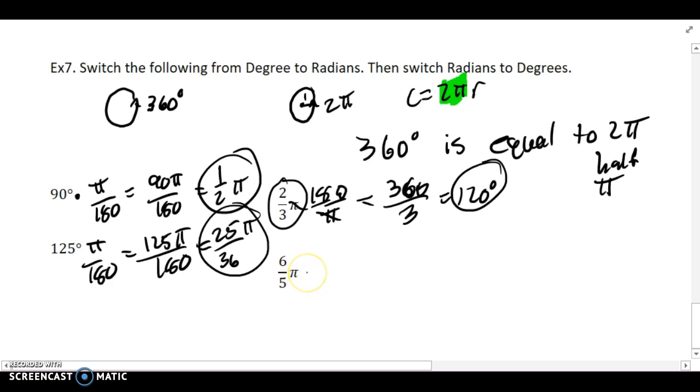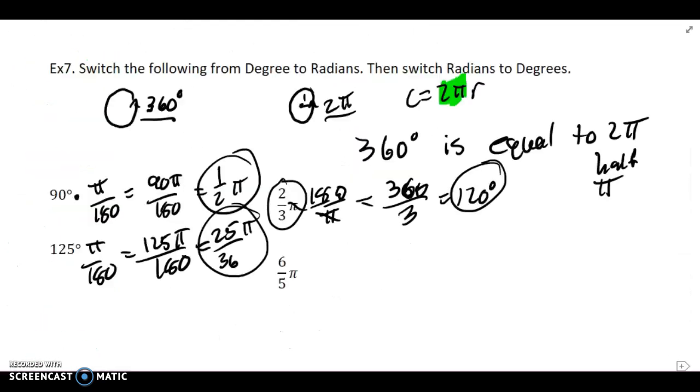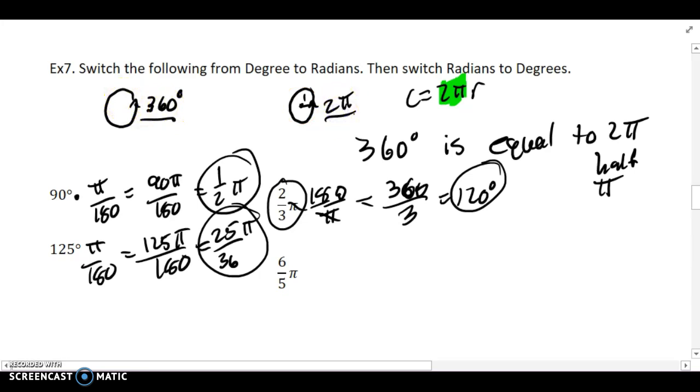And we can do the same thing for the last one. I'm going to run out of time. I just want to emphasize that if you know 360 degrees is 2 pi, then you can just cut it up any way you want. So if I want 90 degrees, I can just divide it by 4, and get 90 degrees.